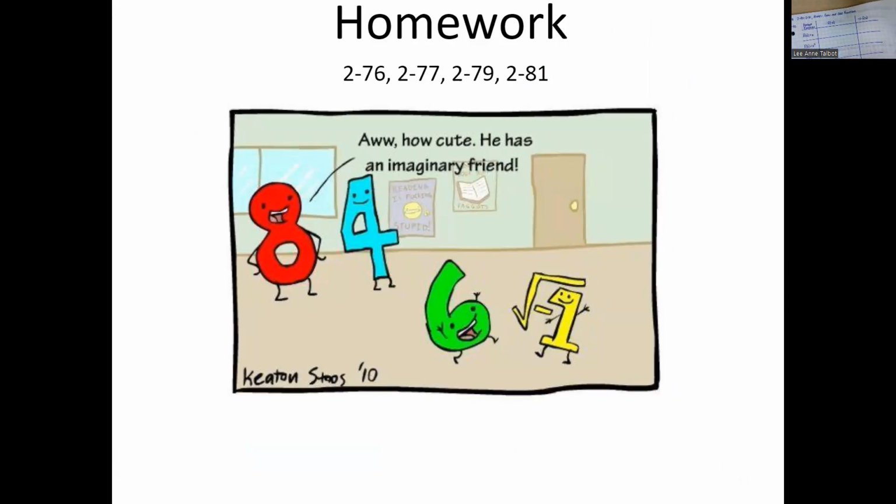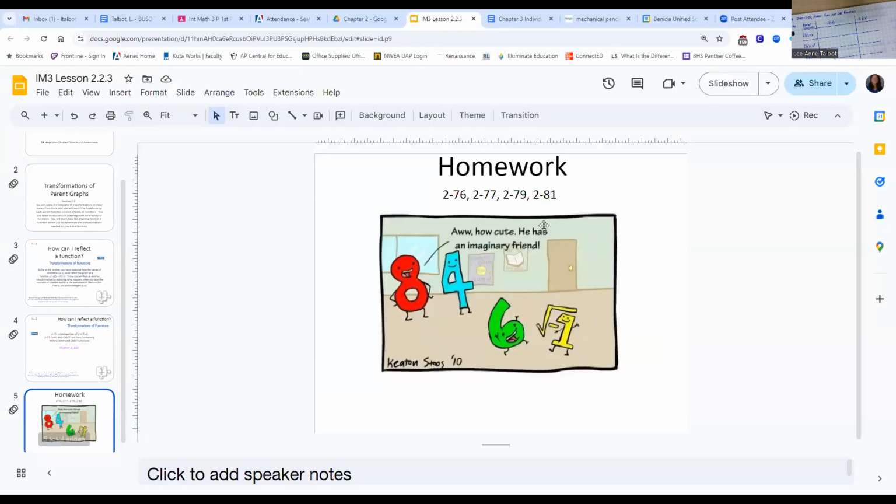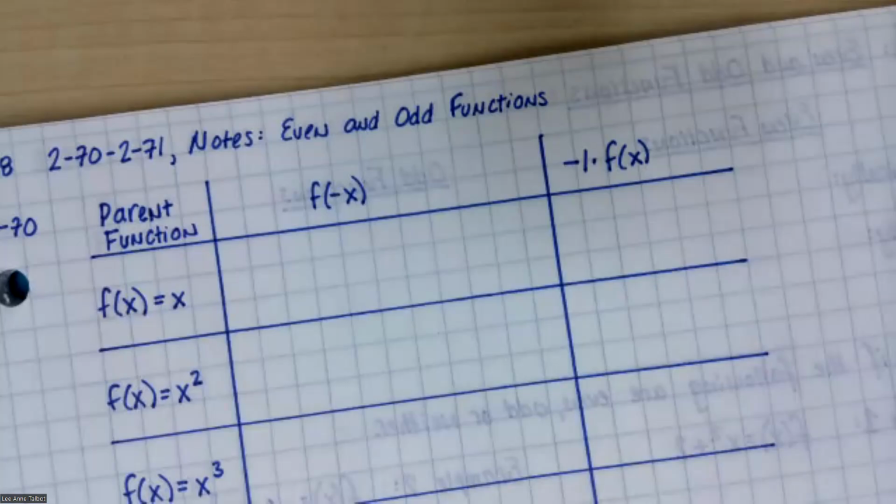Do you see his imaginary friend? Yeah. Mrs. Talbot, why didn't you have these notes when we did the imaginary numbers notes? I don't know. I should have done this one the other day. It's fine. It's all good.